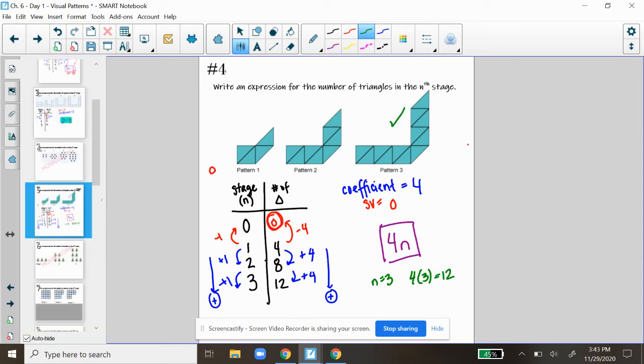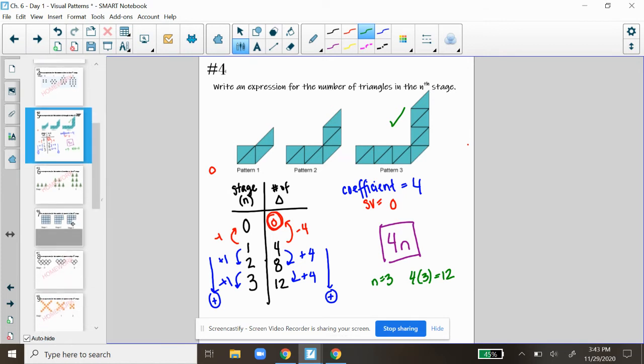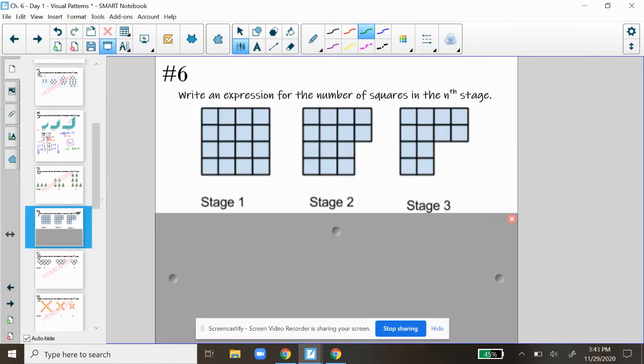All right, let's try another one. This is similar. Again, stage 0 is missing, so I would like you to pause the video here and try this one on your own.